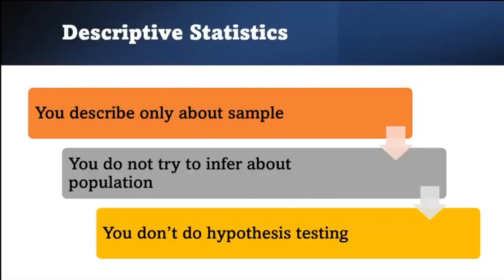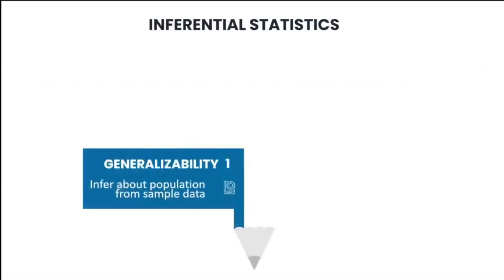So in descriptive statistics, we describe the sample. We don't try to infer about the population, and we don't do hypothesis testing. Whereas in inferential statistics, we infer about the population from the data. Like in the first session, what we learned regarding the sample statistics and population parameter, that we do in inferential statistics, which we will learn tomorrow.